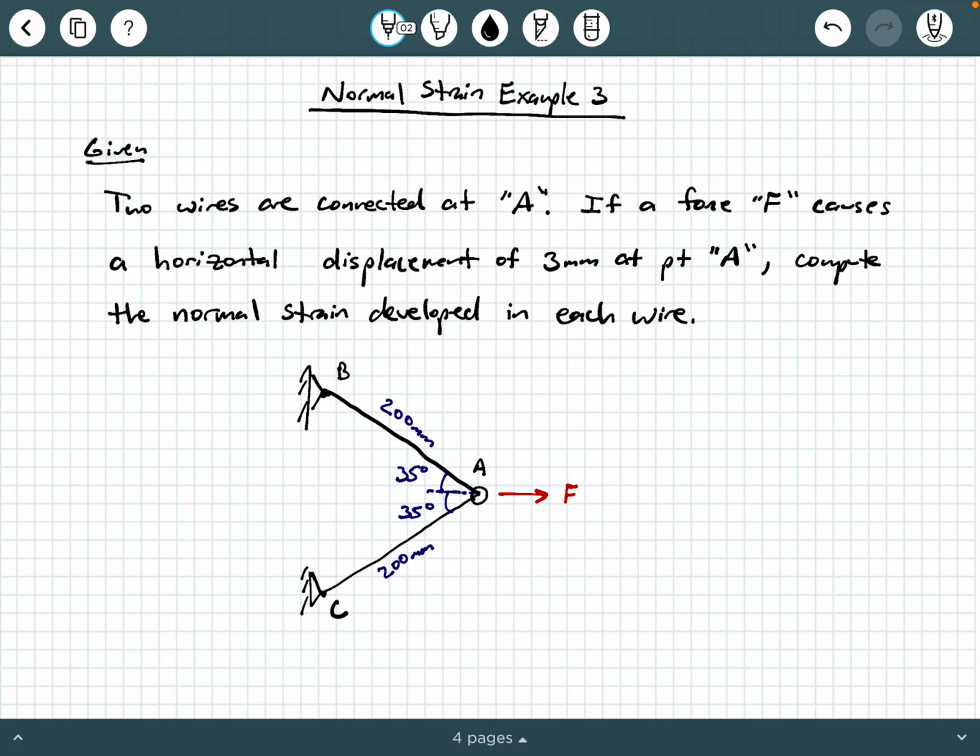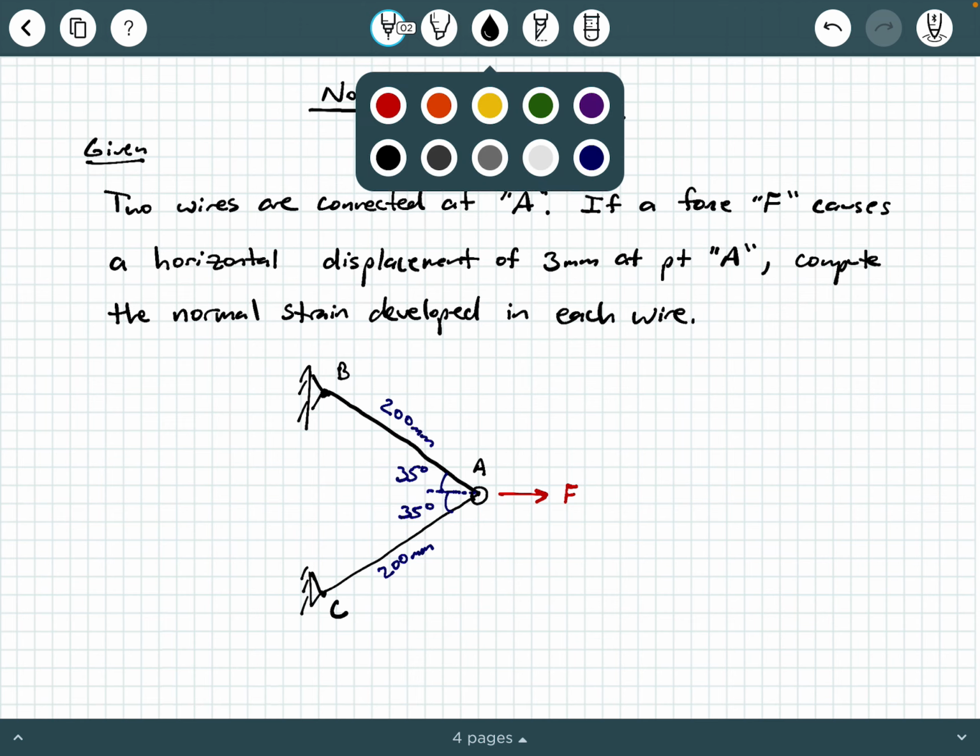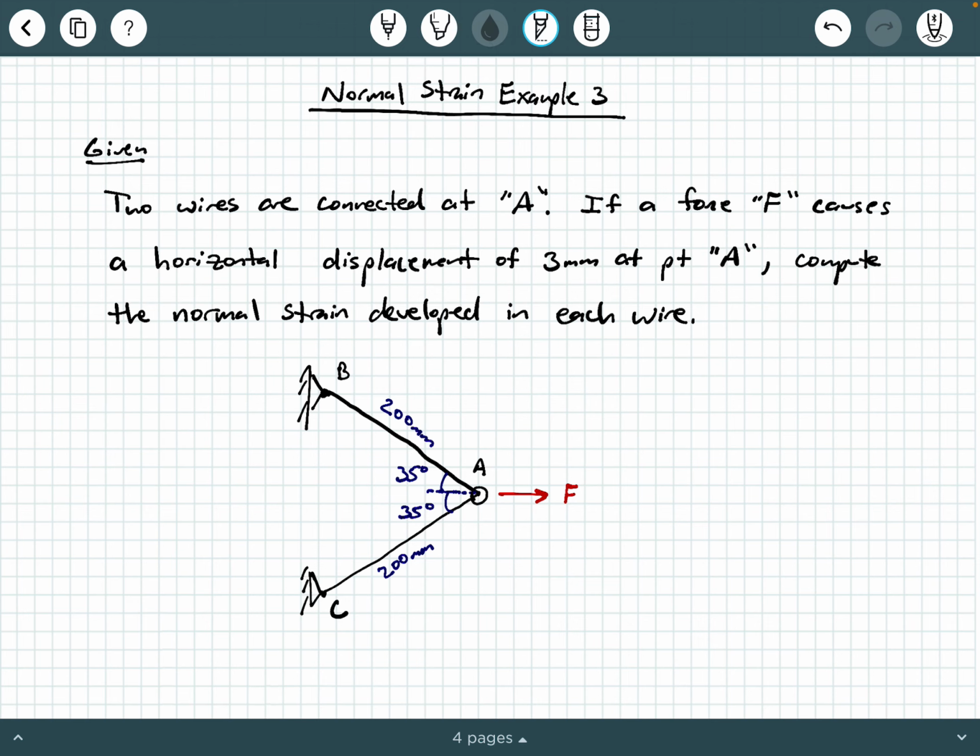Hey everybody, Dr. A here, and in this video we're going to be exploring another example of normal strain. So let's take a look at what we're given here. We're being told that two wires are connected at point A. Here's that point A. If a force F causes a horizontal displacement of 3 millimeters at point A, compute the normal strain developed in each wire.